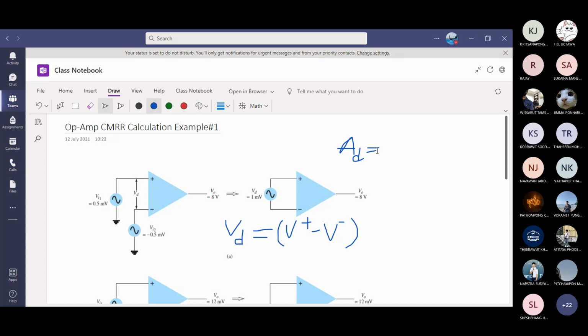What is the definition of gain? Output divided by input. What's your gain? Eight volts divided by 1 millivolt. What do you get? 8,000?